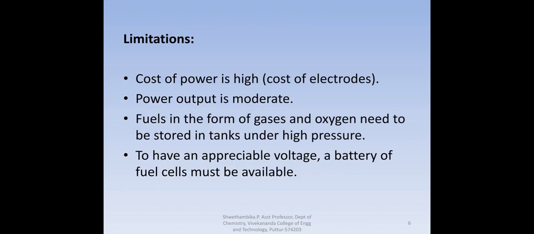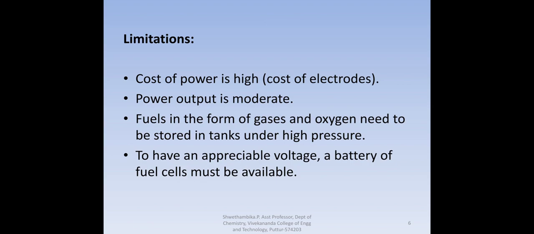However, the system also has some limitations when we take it to the practical usage. Important point there is the cost of the power would be very high, in the sense whenever we construct a fuel cell, the electrodes which are employed are quite costlier. So automatically this cost will be added up for the production of power. So we say that the cost of the power is high. Also, power output is moderate on observation.